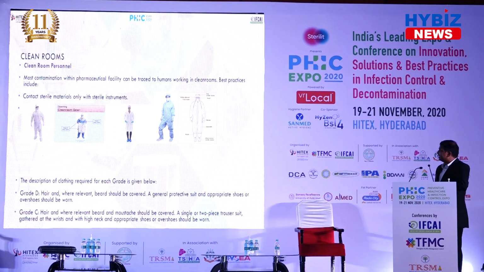For grade C, hair and, where relevant, beard and mustache should be covered. A single or two-piece trouser suit, gathered at the wrist and with a high neck, and appropriate shoes and overshoes should be worn. The slide does not show it, but there is also a criteria for grade A and B, wherein the entire headgear should be there, and there should be a boiler suit, and the entire body should be covered along with the goggles.